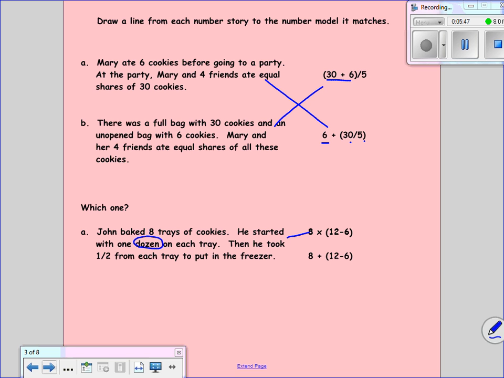The reason why you're doing this, kids, is take a look. If you put half in the freezer, that means 6 in each tray went in the freezer. So that's why you're going 8 times 6. Right here, if you do 8 plus 6, you're not counting all 8 trays. Okay? Hopefully that helped a little bit.